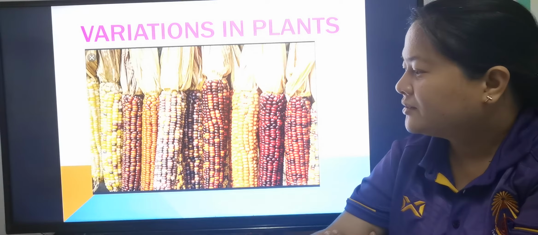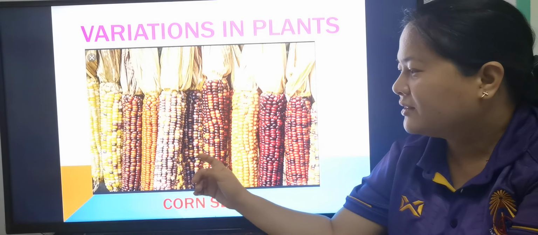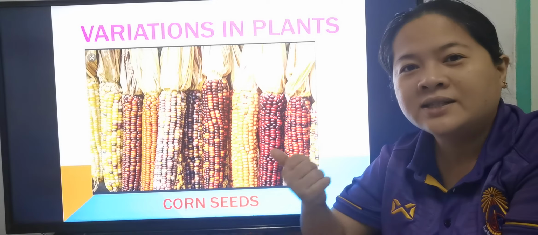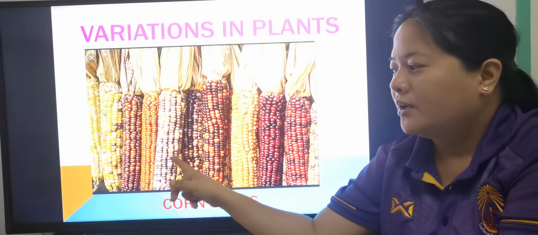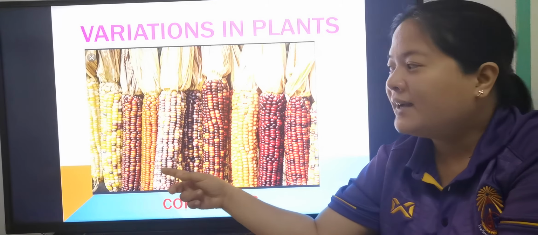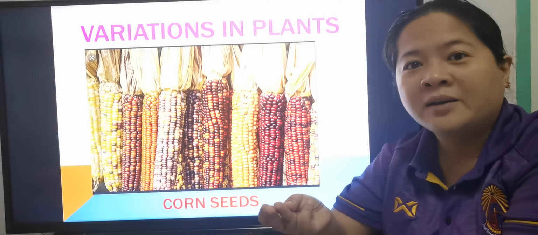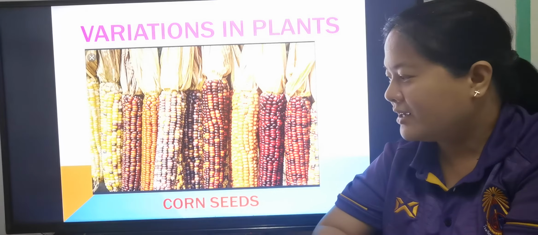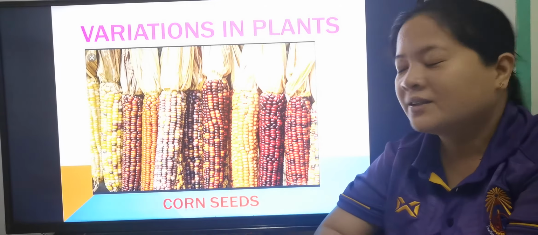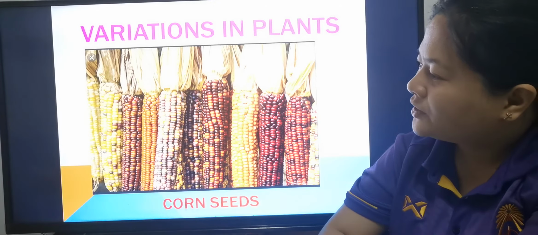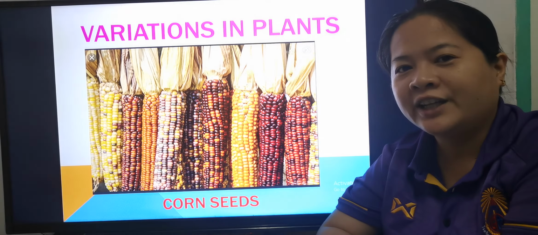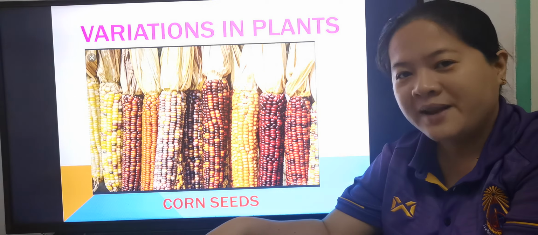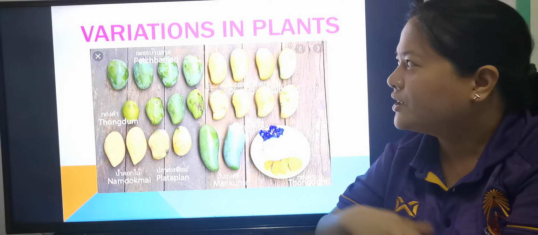This one, corn seeds. In Thailand, we usually see the yellow corn, the white, and the mixture of the white and black. And I'm seeing purple this time, on the purple side. So there is also variation in corn. In plants, there is variation.